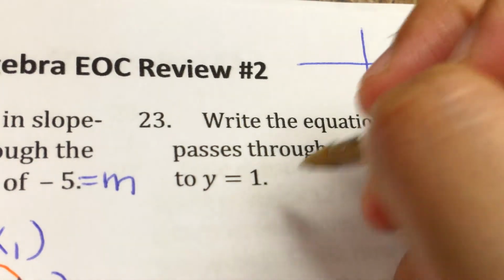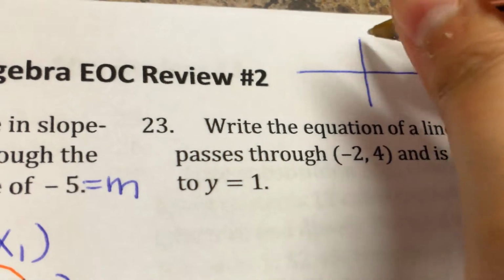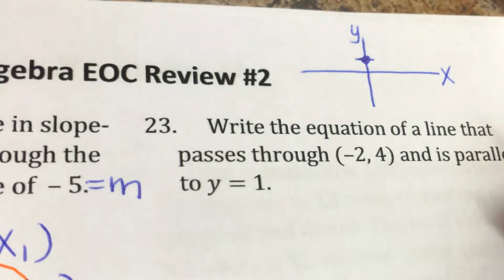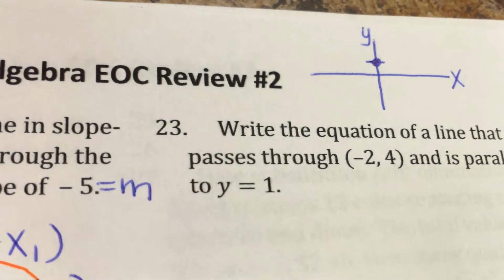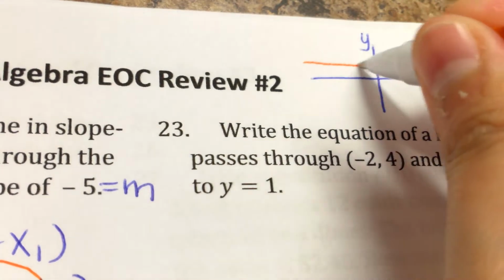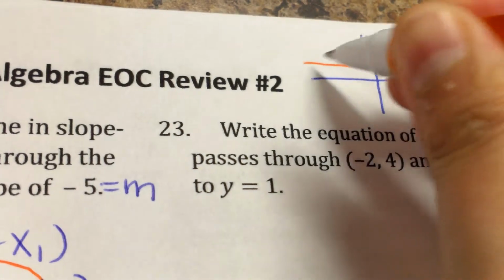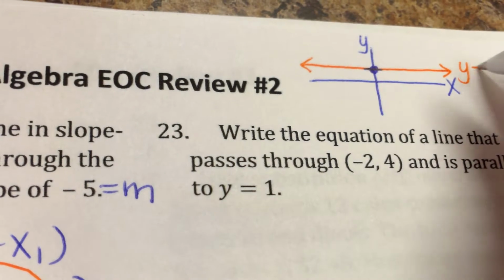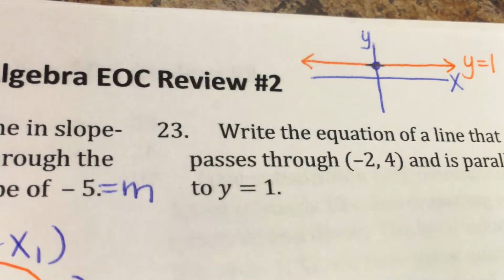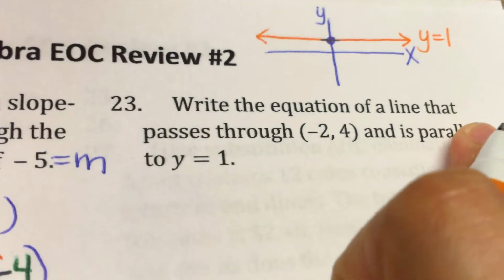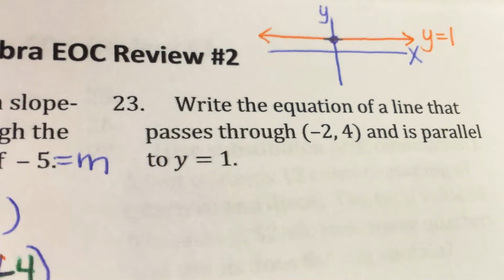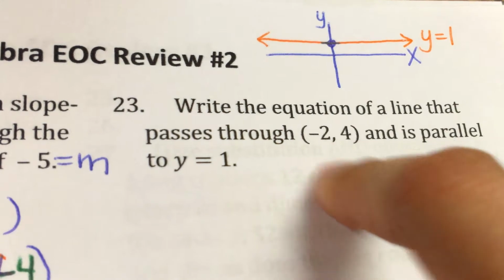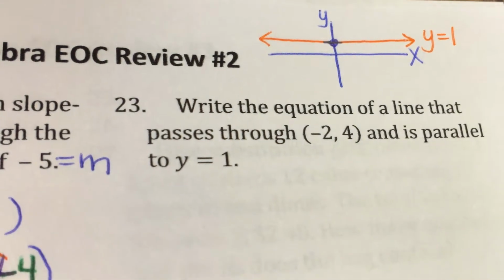Okay, so it's y equals 1. So here's my x, here's my y. Y equals 1. There's my point. Horizontal, horizontal is y equals. There's my horizontal line. All of those is y equals 1. So it's a horizontal line, and it's saying that we want an equation of a line that passes through negative 2, 4, but it has to be parallel to that.